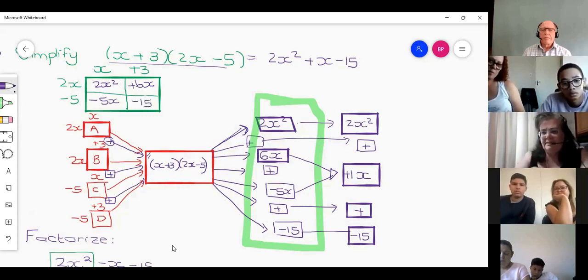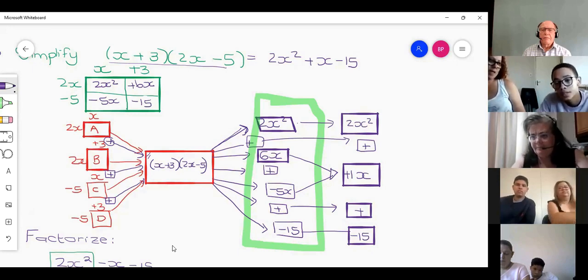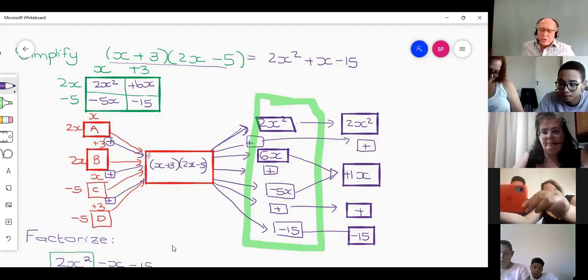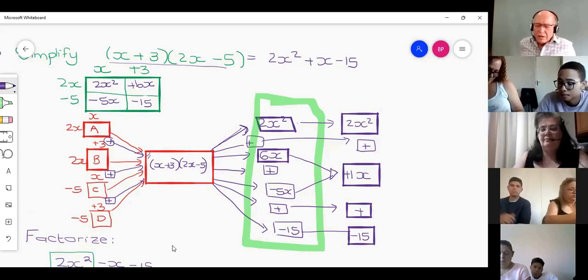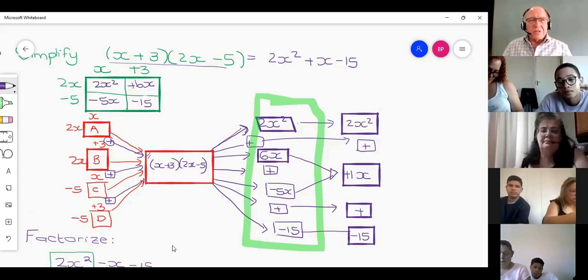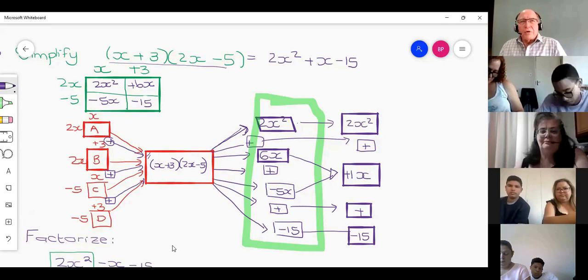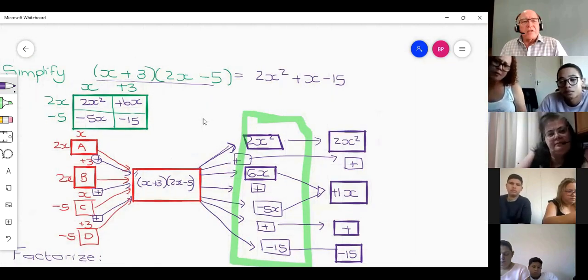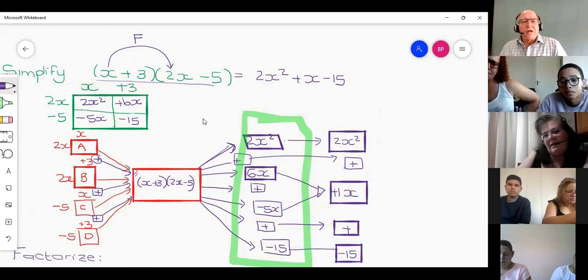Okay, Liam, does it make sense to you? Yes, it does. You're 100% sure? Yes. Belinda, I just want to make sure that I do understand. I think I'm now on the FOIL thing, so that we just link with the front end of the tapestry. The FOIL thing means that you take the x and multiply it with that one, and that gives you the 2x squared. That's our A.